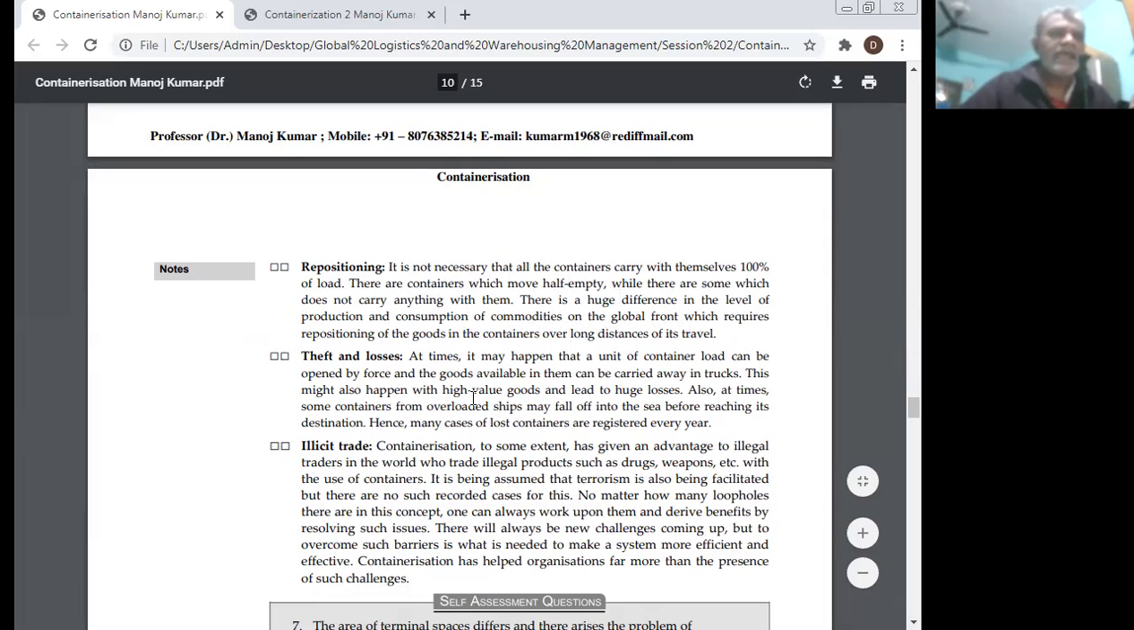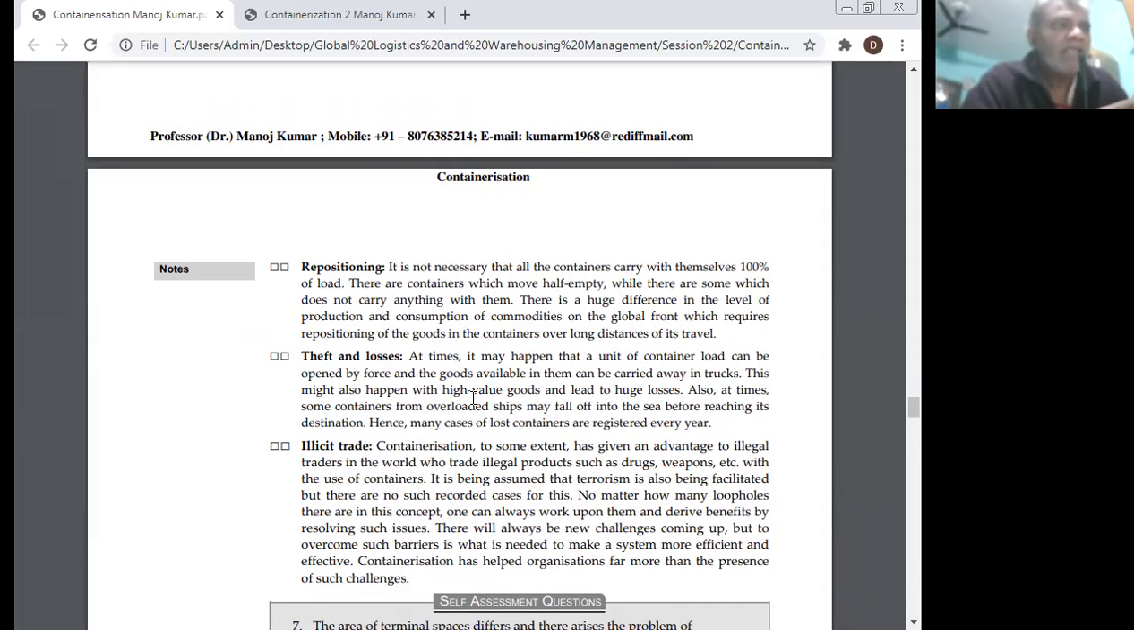Theft and losses. At times, it may happen that the unit of the container load can be opened by force and the goods available in them can be carried away in trucks. This might also happen with high value goods and lead to huge losses. Also, at times, some containers or overloaded ships may fall off into the sea before reaching their destination. Hence, many cases of lost containers are registered every year.